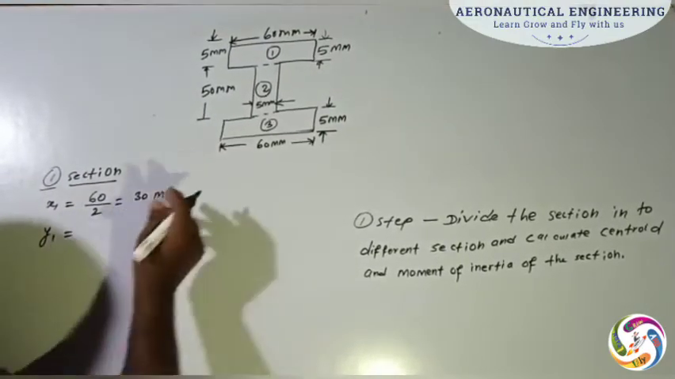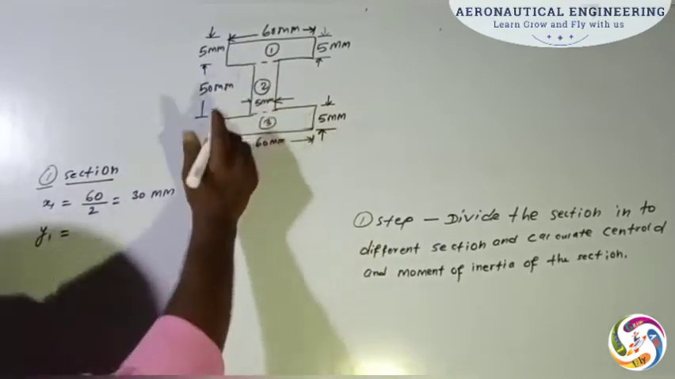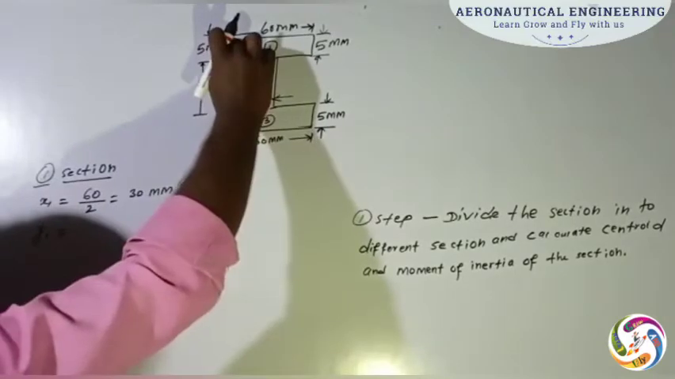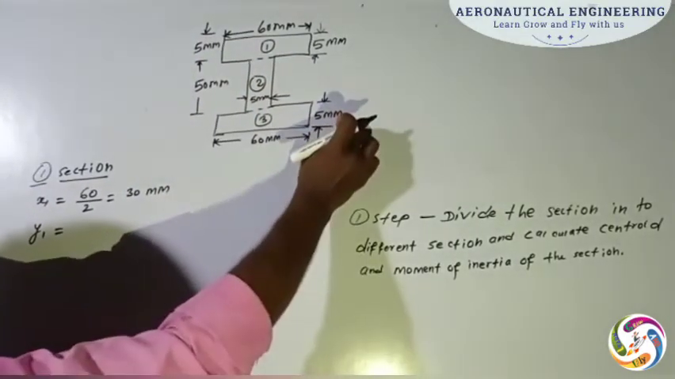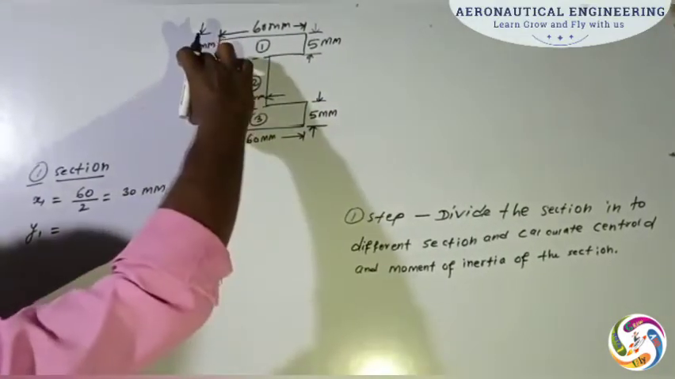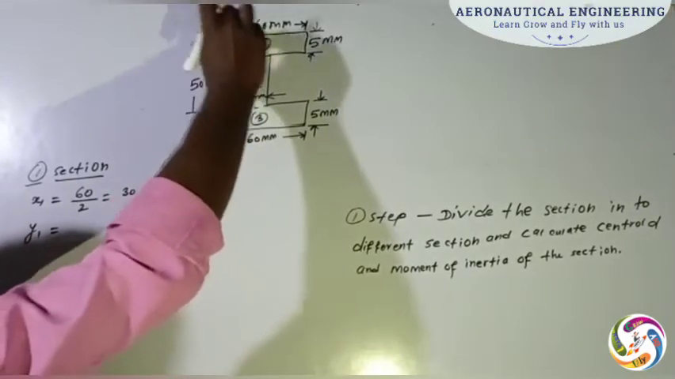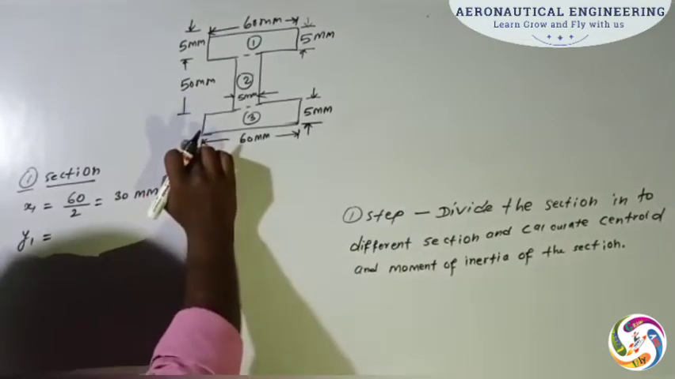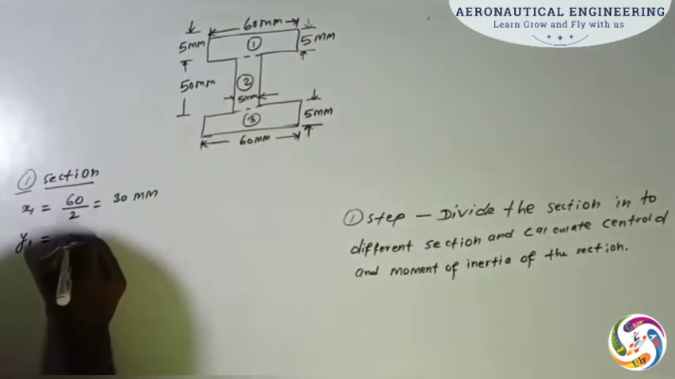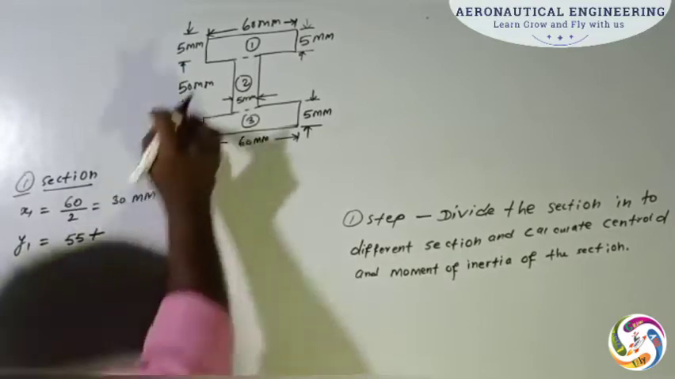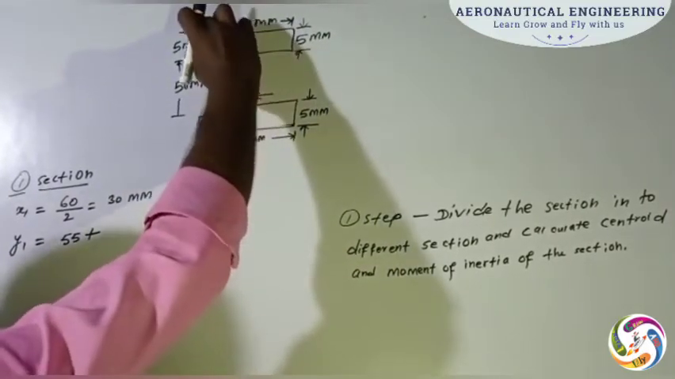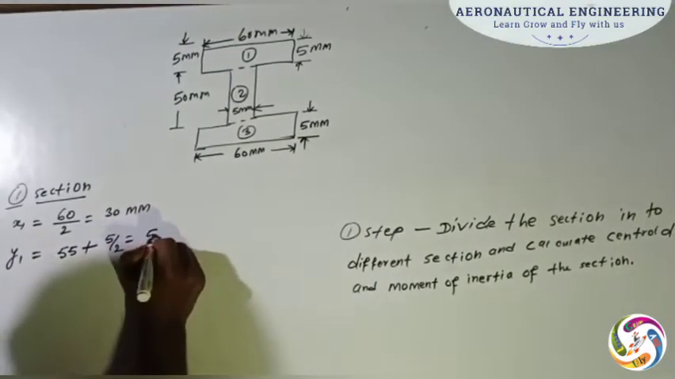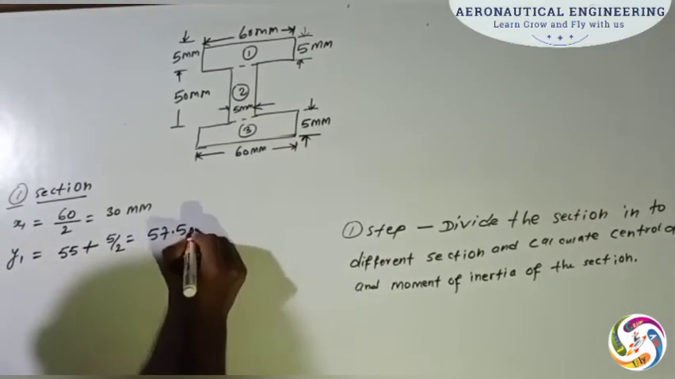Similarly y1. y1 means we have to take the vertical length, from here to here. This one is given as 5 mm, this one is 50 mm, and this one is 5 mm. So we have y1 as 5 plus 50, so 55, plus the original vertical length for this section, 5 mm given, 5 by 2. It becomes 57.5 mm.